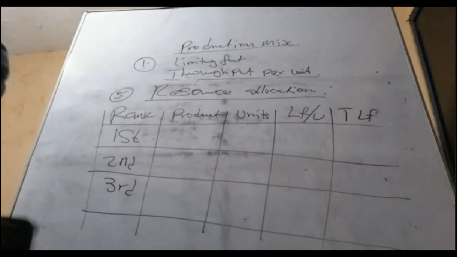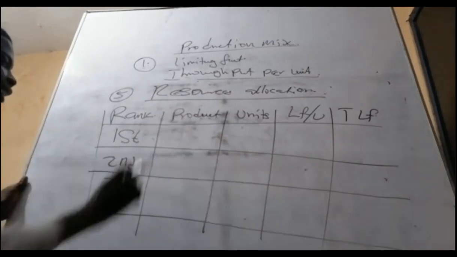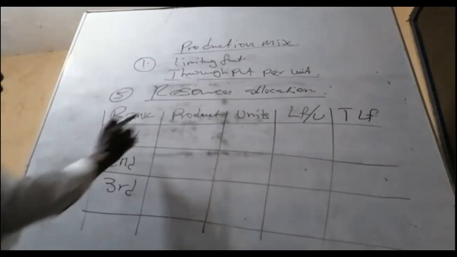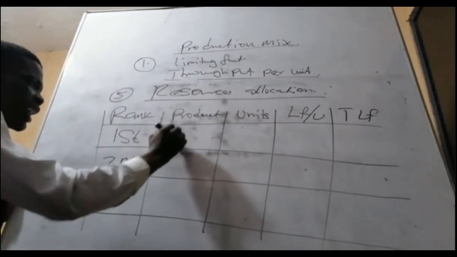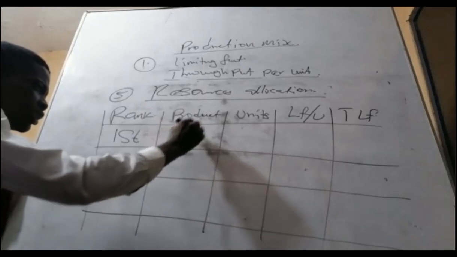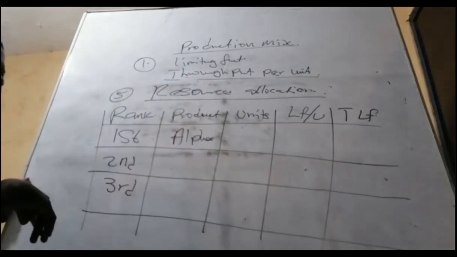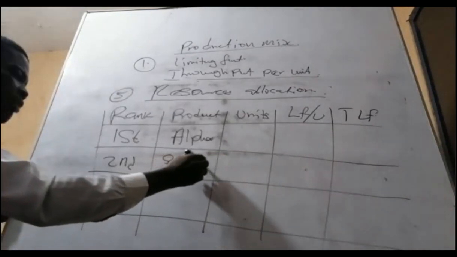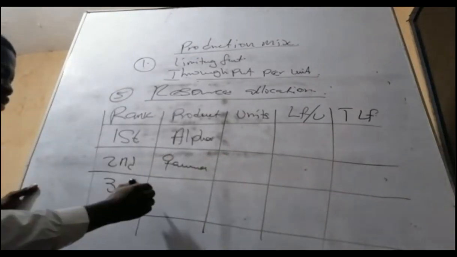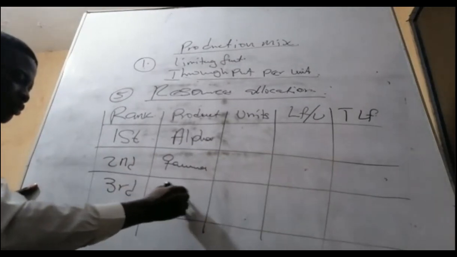Now let's see. The product that scored first was what product? Alpha, right? Write the product name here. Alpha. Who scored second? It was Gamma, right? Gamma scored second. The third one was what? Beta. Good.